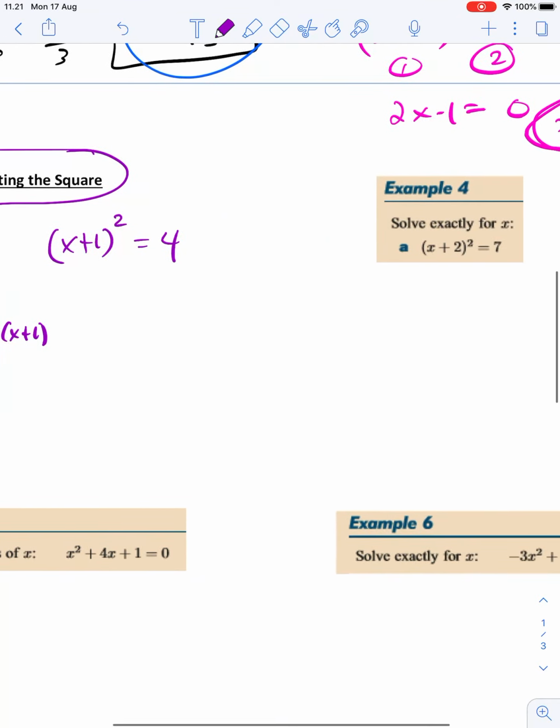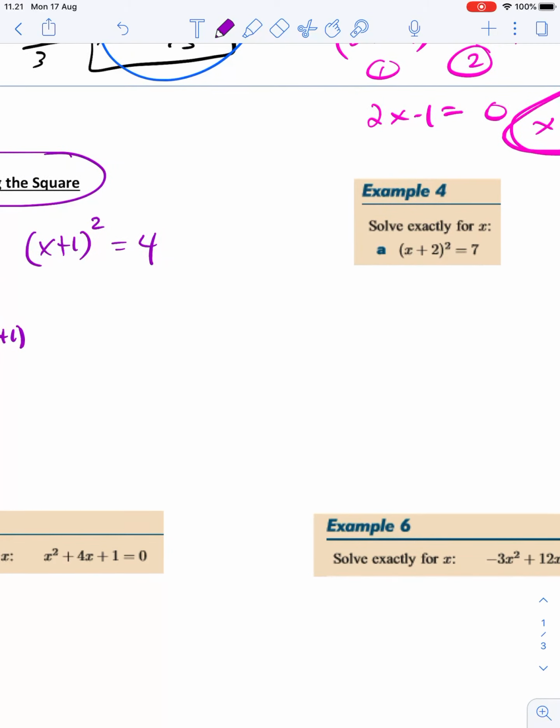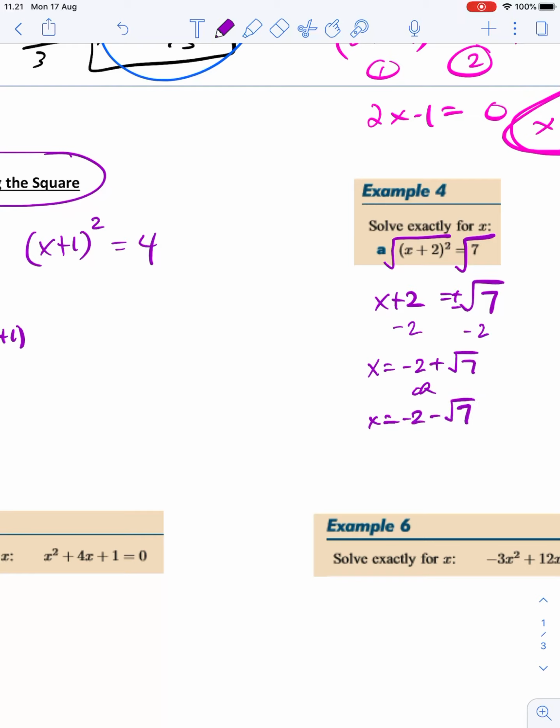In fact, if you look over here, example 4, all you have to do is square root both sides, and you're left with x plus 2 equal to the square root of 7. Make sure you do plus or minus here. Then I subtract 2 from both sides, and I have x equals negative 2 plus root 7, or x equals negative 2 minus root 7. Okay, now that's helpful.